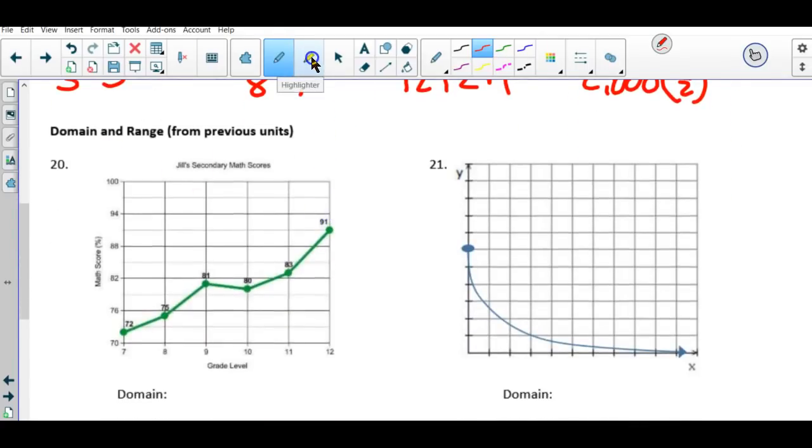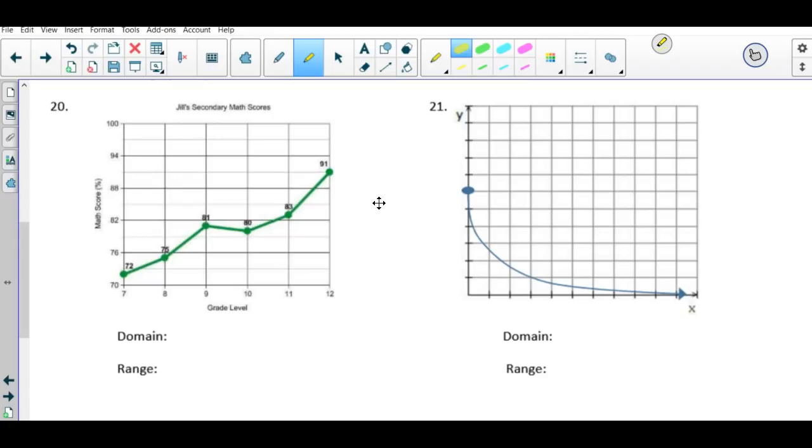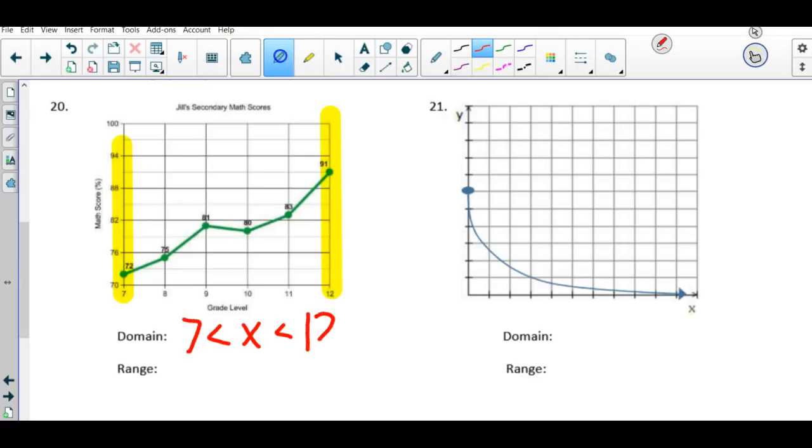Everybody's favorite, domain and range. I knew y'all couldn't wait to see this on another test. Domain, we're looking at the left and right boundaries of this graph. So, far left is 7. Far right is 12. So my domain is everything in between. The way I say in between is this right here. 7 less than or equal to x less than or equal to 12. That's a solid dot, and that's a solid dot, so we have equal to on both.